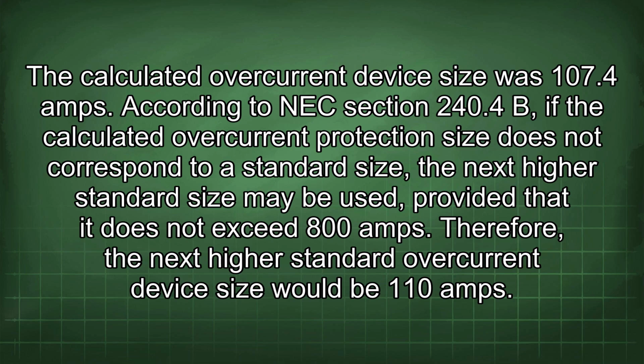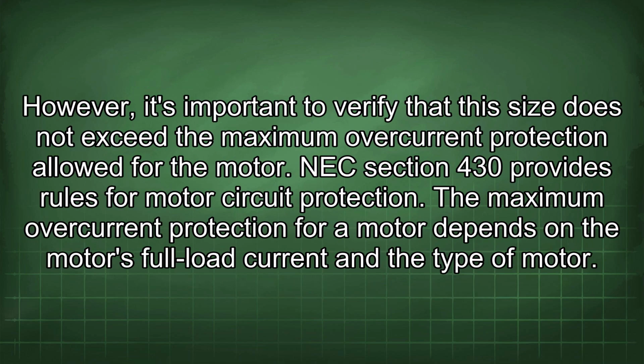According to NEC section 240.4(B), if the calculated overcurrent protection size does not correspond to a standard size, the next higher standard size may be used, provided that it does not exceed 800 amps. Therefore, the next higher standard overcurrent device size would be 110 amps. However, it's important to verify that this size does not exceed the maximum overcurrent protection allowed for the motor.